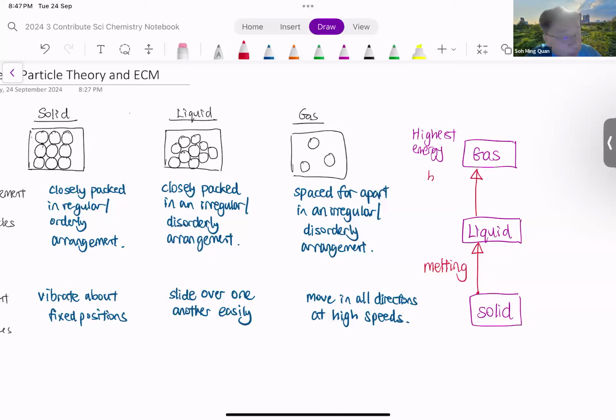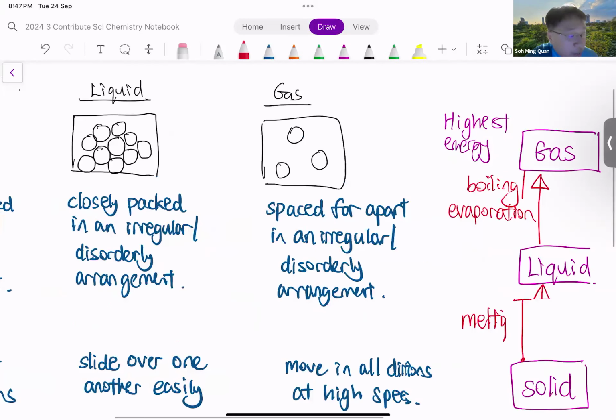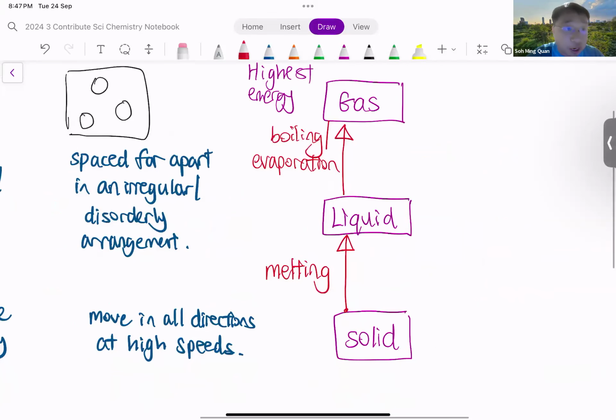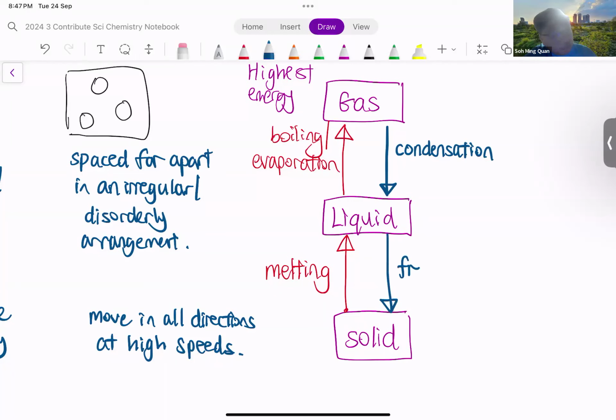From liquid to gas, this is called boiling or evaporation. Okay, they are not exactly the same, but for us, we don't have to go into the differences between boiling and evaporation right now. So from liquid to gas is boiling or evaporation. And then we realize that as we go from gas back down to liquid, the energy actually goes down. Now, gas to liquid is called condensation. So the process is called condensation. Finally, liquid to solid, freezing.